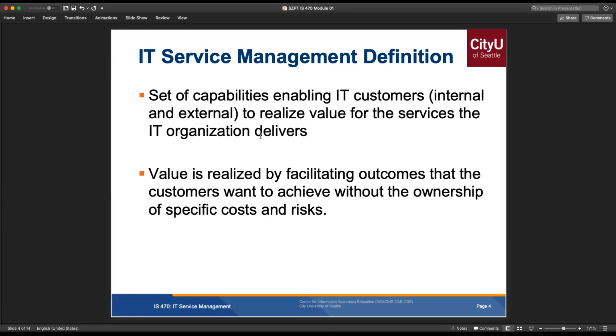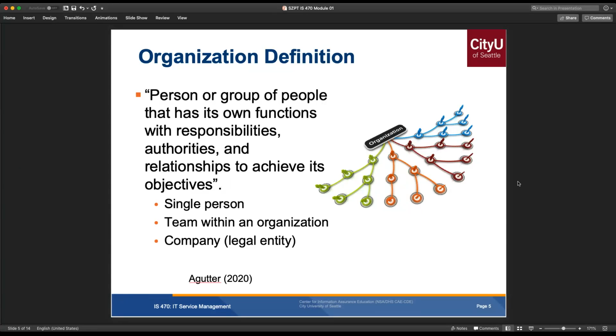So the definitions, just to summarize again: it's enabling IT customers to realize value from the services for the IT organization. Again, to repeat, the IT organization should deliver the services to the customer with value. We mentioned value many times. So organization: a single team or company, and there are responsibilities, authorities, and relationships.